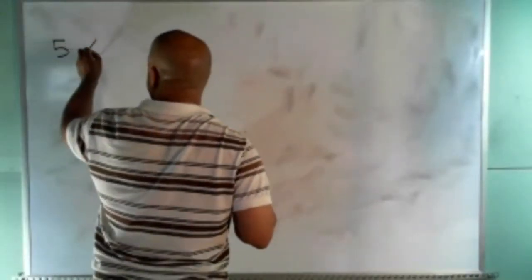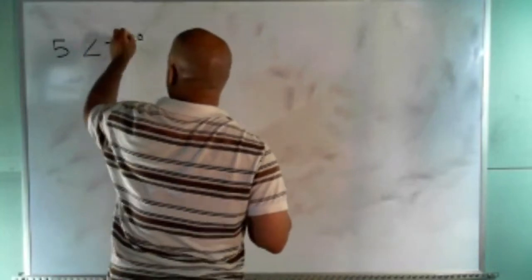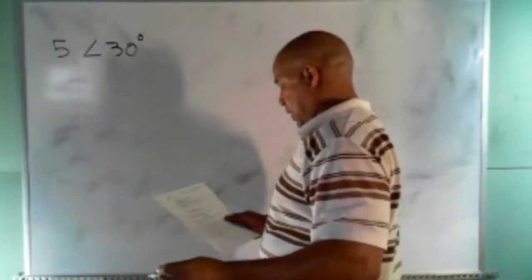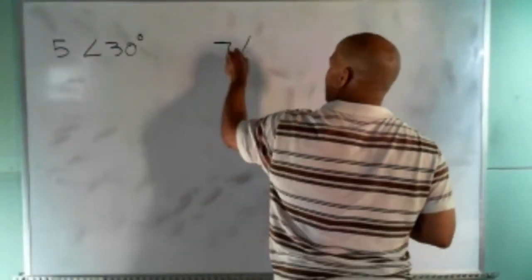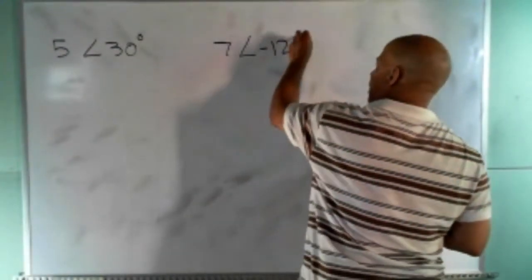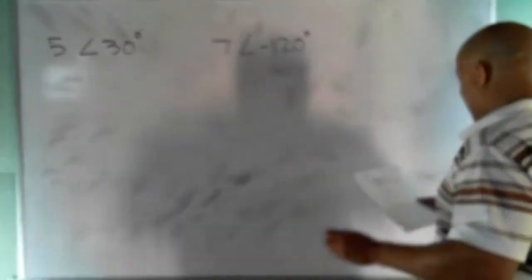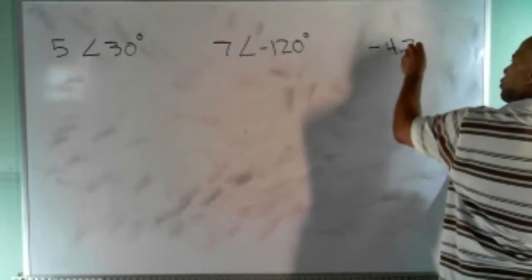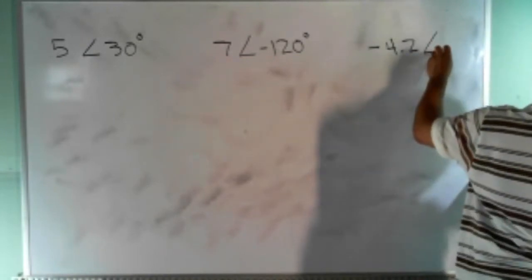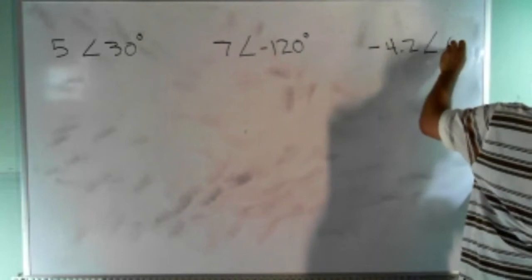So for the first one, they give you 5 at an angle of 30. And then they give you 7 angle minus 20, or 120. And they give you minus 4.2 angle 60.